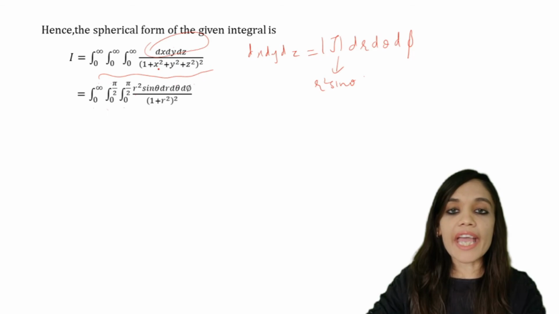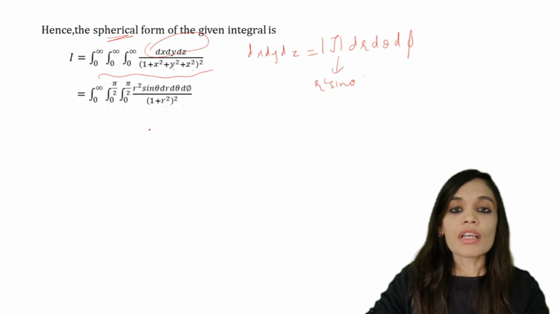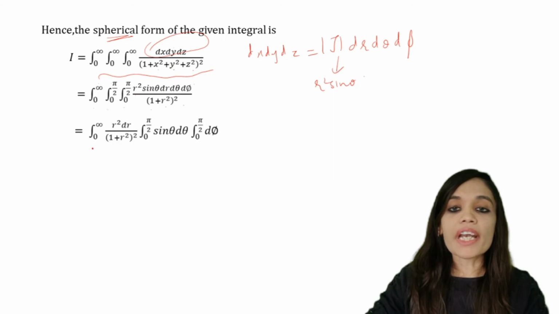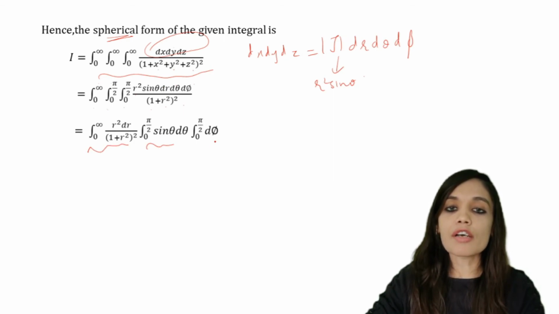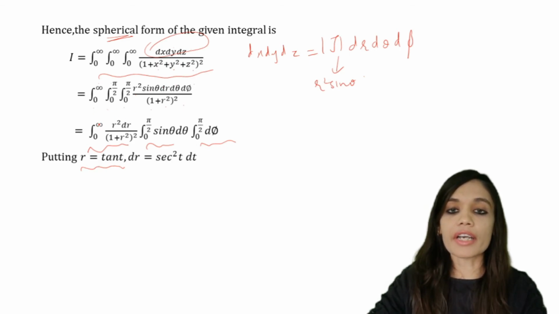Now on replacing x, y and z by our spherical coordinates, we will get 1 plus r square whole square. Now let us separate these terms. Firstly we will keep r terms, then theta terms, and then phi terms. Now firstly let us assume r as tan t to evaluate this integral. Therefore dr will be sec square t dt.